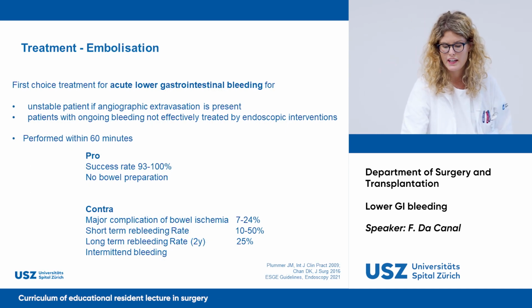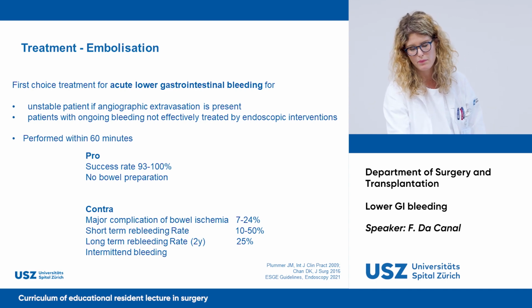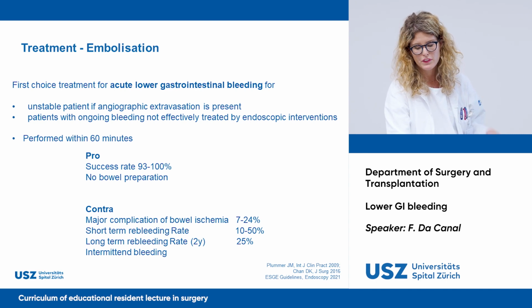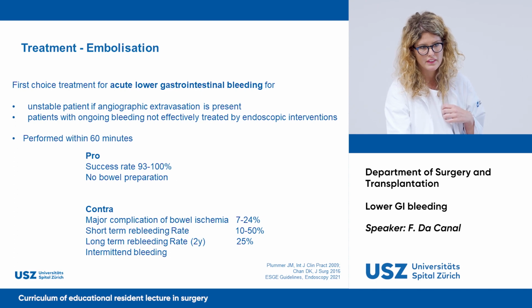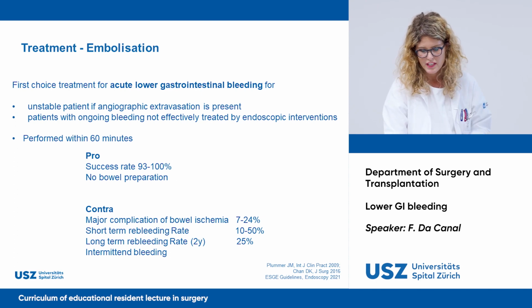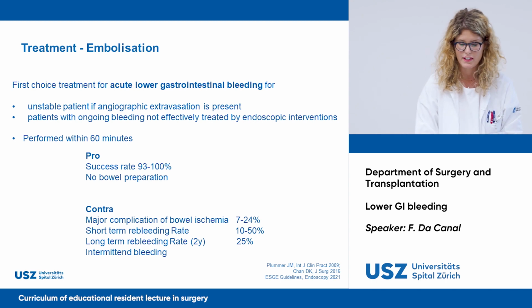Transcatheter embolization should be reserved for the treatment of acute, potentially life-threatening lower gastrointestinal bleeding, either in hemodynamically unstable patients with active bleeding or in patients with ongoing bleeding not amenable or not effectively treated by endoscopic interventions. The embolization should be performed within 60 minutes for the hemodynamically unstable patient, since time has proved a significant factor in the prognosis of that kind of patient.